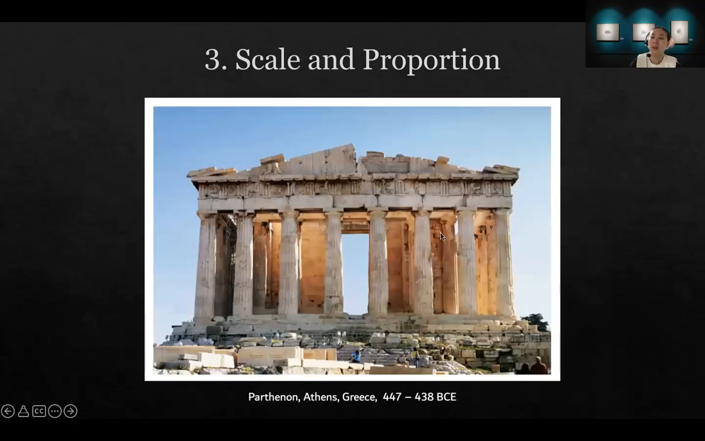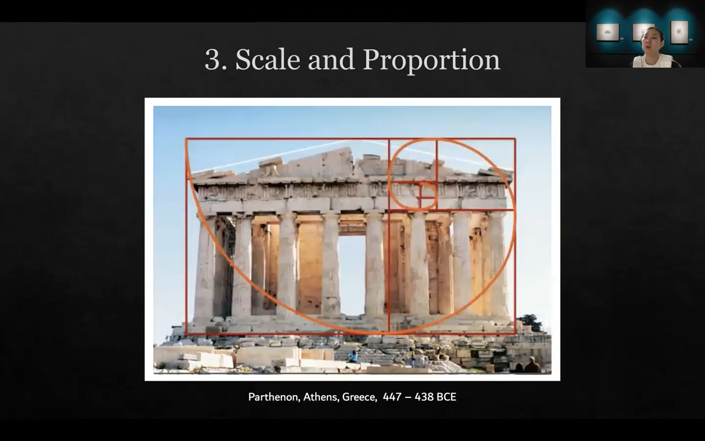So this is the Parthenon in Athens, Greece, constructed between 447 BCE and 438 BCE. It was dedicated to the goddess Athena Parthenos, or Athena the warrior maiden. So this is the most typical architecture to use the golden section.